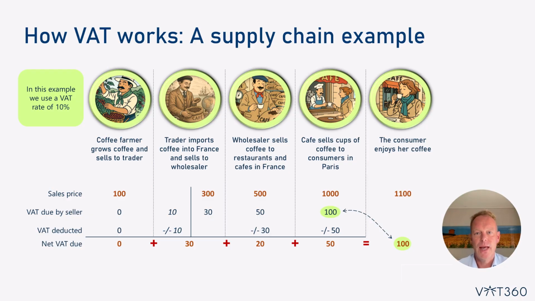Step 4. The cafe. The wholesaler sells the roasted coffee to a cafe for €500 plus €50 VAT. The cafe then sells cups of coffee to consumers for €1,000 plus €100 VAT. They deduct the €50 input VAT they paid, leaving €50 payable to the tax office. Final outcome, the consumer. The consumers pay €1,100 in total, €1,000 for the coffee plus €100 VAT. That €100 is the same amount collected along the entire chain, step by step, as value was added.